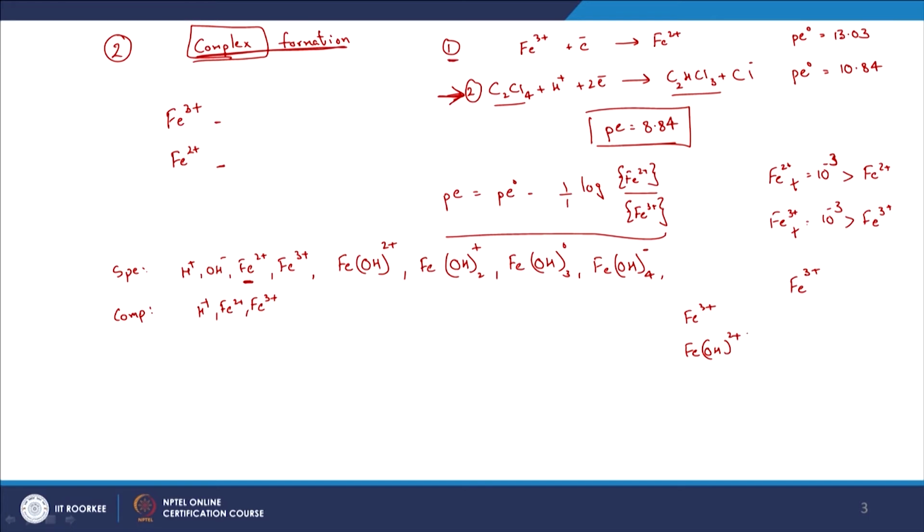FeOH2+, Fe(OH)2+, Fe(OH)3, and Fe(OH)4-. So Fe3+ contributes 1, 1, 1, 1 and 1 here. At this stage we should be comfortable enough to get the relevant tableau with respect to the relevant components without having to write the formation equations.